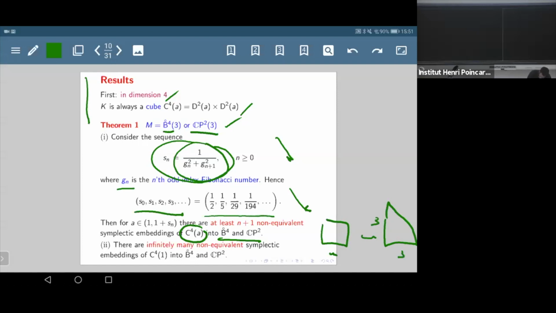And maybe much easier to remember is that if you take the limit, so if you take a 1 cube and you embed into the 3 ball or the CP2 of size 3, then you have infinitely many. So I'm not sure they are all, but you have then infinitely many. Okay. Fine.